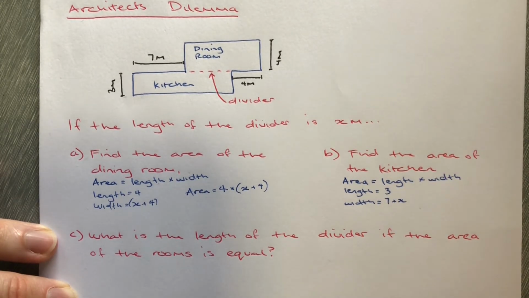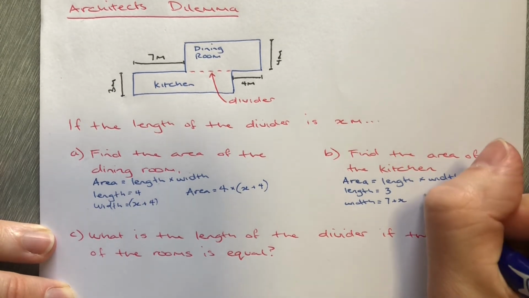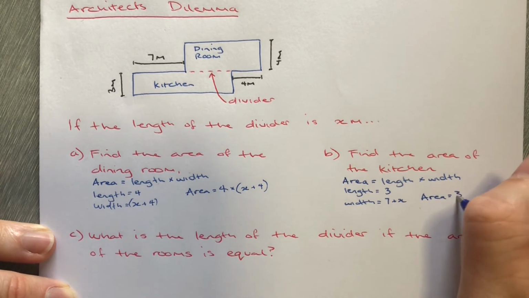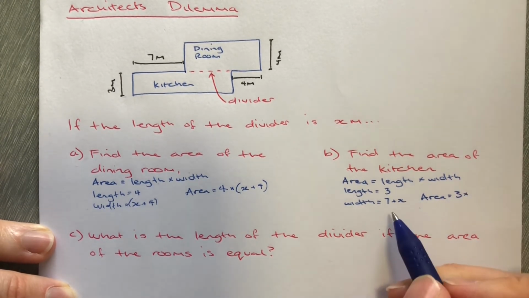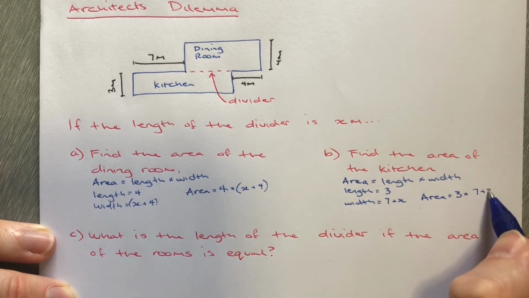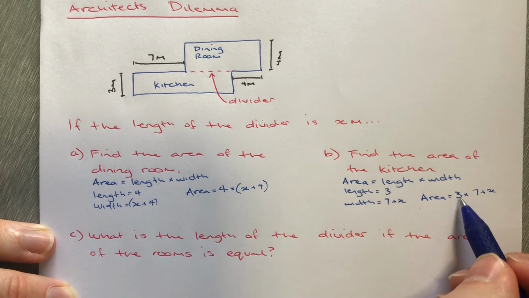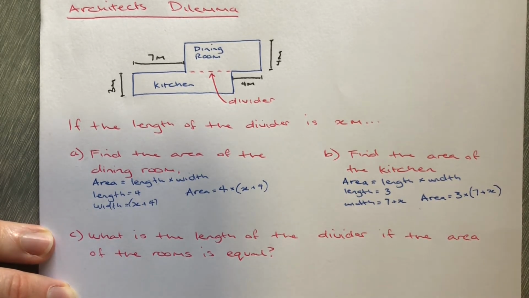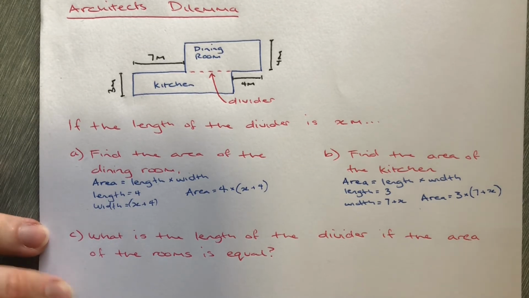Cool. Now we want to find the area of that kitchen. So the area is length times width. The length was 3, and the width was 7 plus x. Now we don't just write 7 plus x like that. We need to make our 3 times the whole thing. So we need it to be in brackets, just like that, so the area is 3 times (7 plus x).